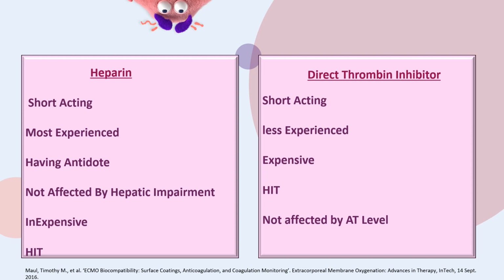Direct thrombin inhibitors are short-acting. There is less experience in their use. They are expensive, have no HIT, and are not affected by antithrombin level. Bivalirudin has enzymatic and renal excretion. Argatroban has hepatic metabolism.